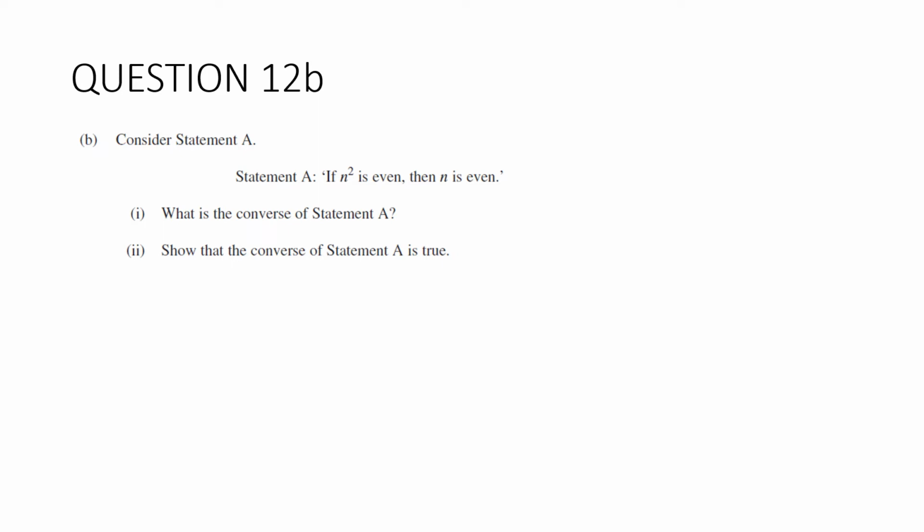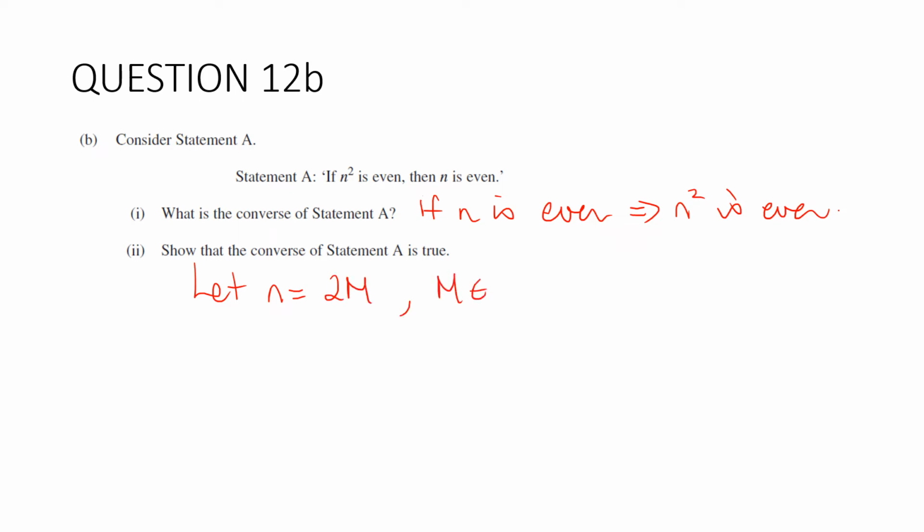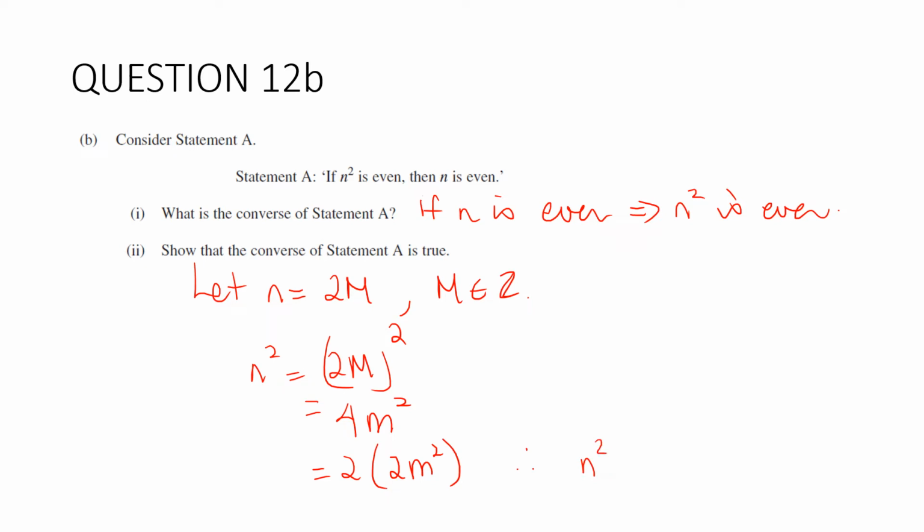All right, so let's write that down first. If n is even, then n squared is even. To show this, we're going to let n be an even number, so 2 times m, where m is an integer. Now n squared will equal (2m) all squared, which is equal to 4m squared, which is equal to 2 lots of 2m squared. Therefore, n squared is even.